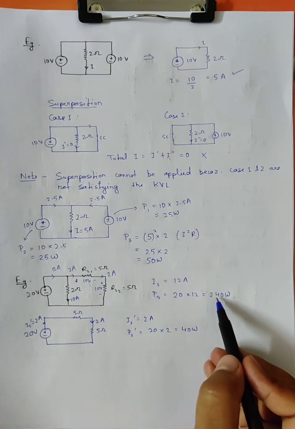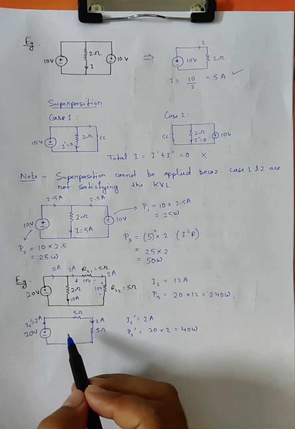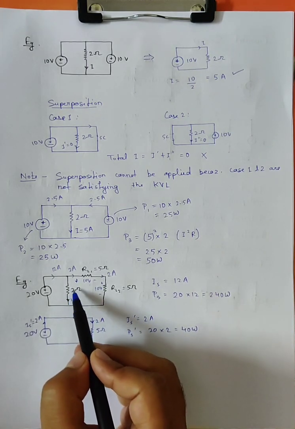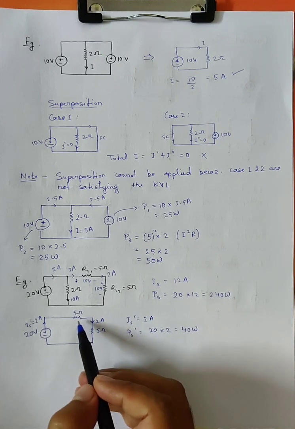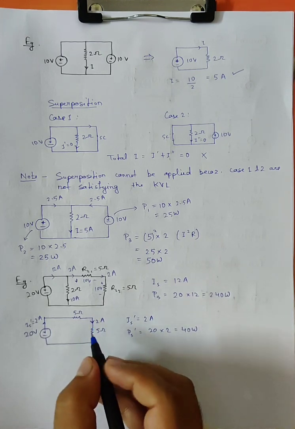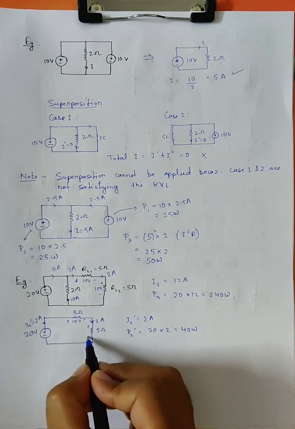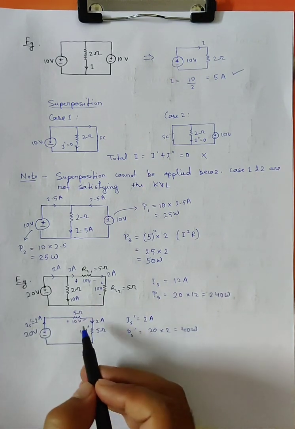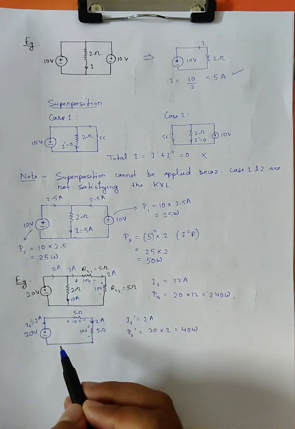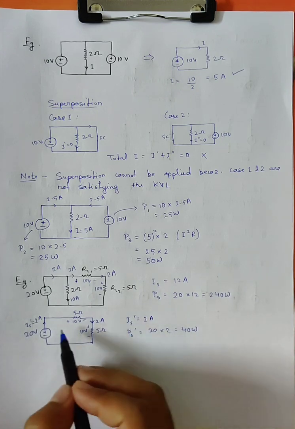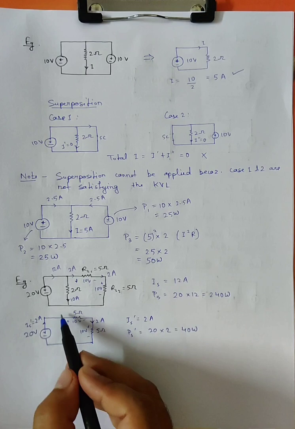The results, 240 watts and 40 watts, are different. Why is this happening? Because we have neglected this 2 ohm resistance. For calculating the load current or load voltage, it is again the same, 10 volts and 10 volts. For calculating the load currents and load voltages, the 2 ohm resistance can be neglected, but to calculate the source current or source power, we cannot neglect the 2 ohm resistance.